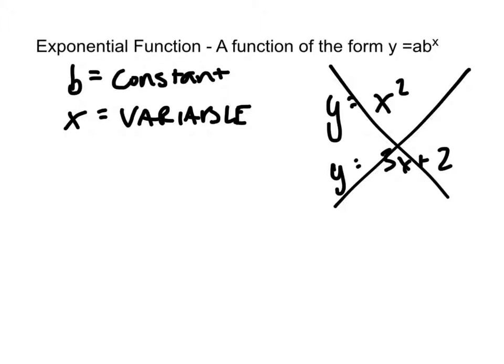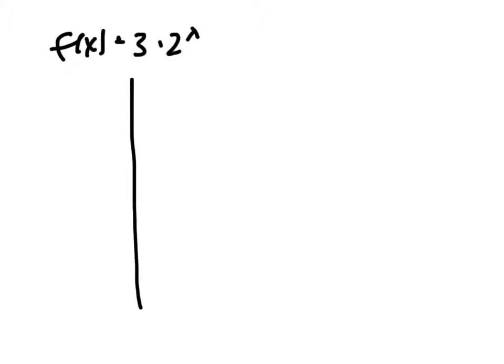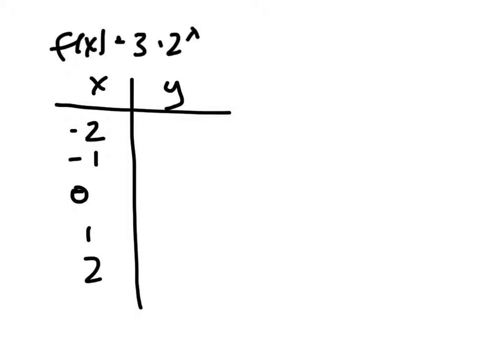Let's look at the graph of one of these functions. Here we have the function f of x equals 3 times 2 raised to the x power. This is exponential because I have an x in my exponent. So the first thing I want to do is just fill out a t-chart. So here I have x, y. I'm going to go from -2 to 2. Now, when I type this in the calculator, I get 3/4, 3/2, 3, 6, and 12.